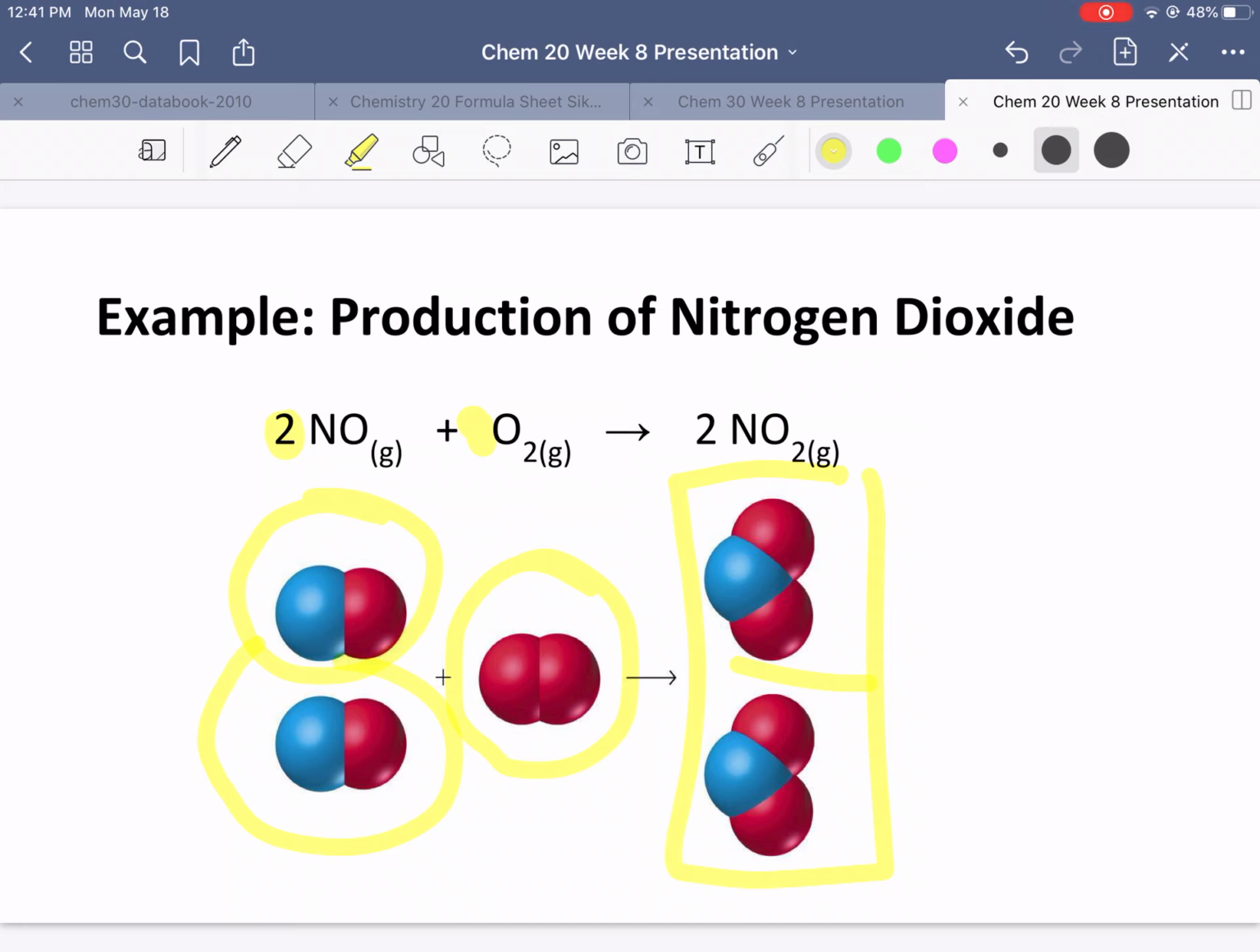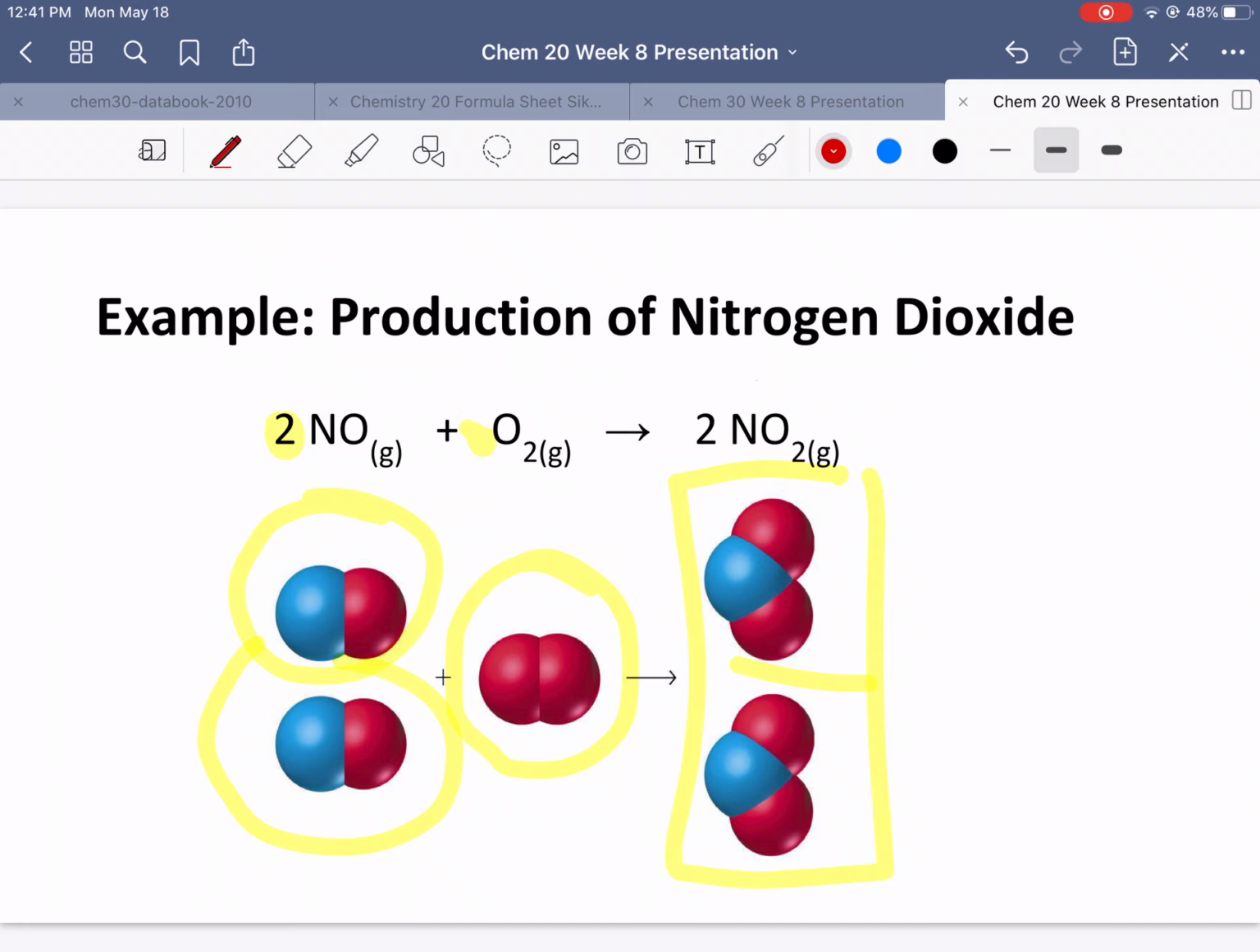Well, if I want to produce 6 of them, how much oxygen am I going to have? Well, it's a 1-to-2 ratio, so I need exactly half. I'm going to need 3. How much am I going to need of the nitrogen monoxide? Well, it's a 2-to-2, so it's identical, so I'm going to need 6. Now, those are easy numbers. What if we do tougher numbers?